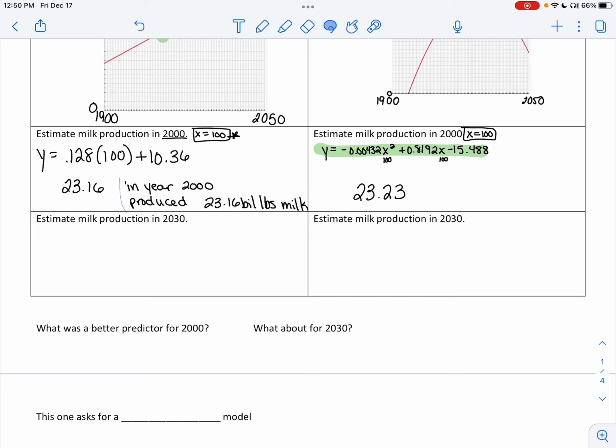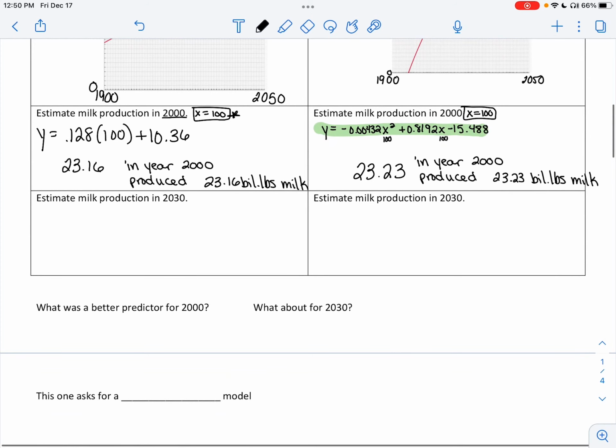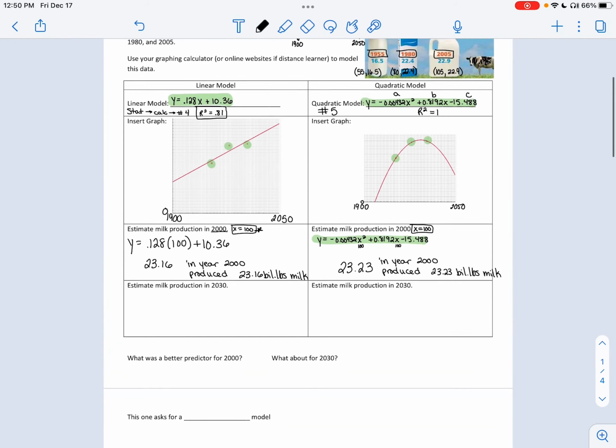And if you use the quadratic, you could say that it produced, instead of 23.16, it would say 23.23. And I'll put a period after billions because that looks kind of silly. Billions of pounds of milk. So the question becomes, wow, those were both semi the same, right?